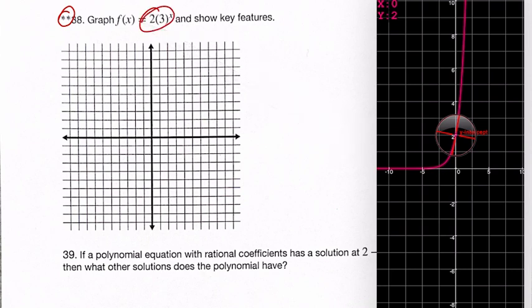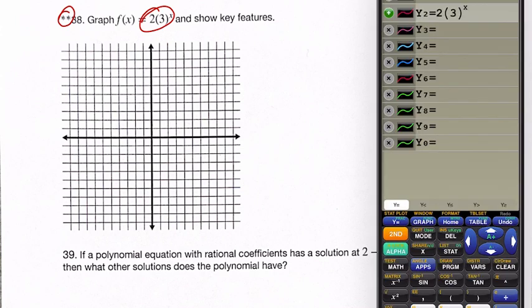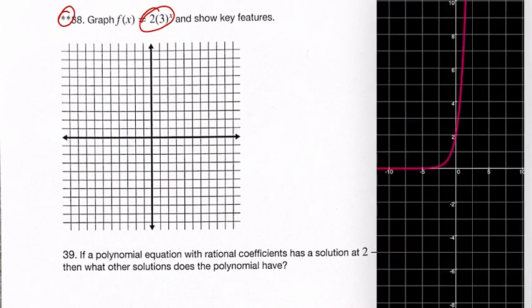What I did is I just went over here and put him into my calculator. There he is, y equals 2 times 3 to the x power. I hit my graph, I zoom 6 in. Okay, and so I can see what he looks like right there. And we can just grab points. Right, I get 0 is 2.